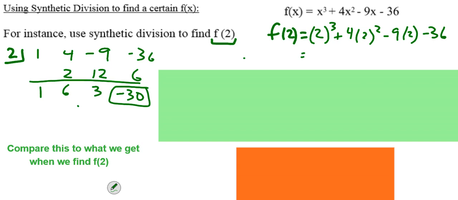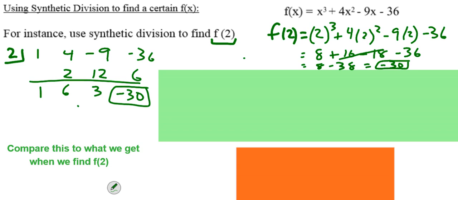So we're going to get 2 cubed is 8, 2 squared is 4, 4 times 4 is 16, -9 times 2 is -18, and then -36. Because I don't have a calculator, I'm going to have to do it by grouping. Let's see. 16 minus 18 is -2. -2 minus 36 is -38. So 8 minus 38 is -30. We got the same thing. All right, so that's pretty cool.